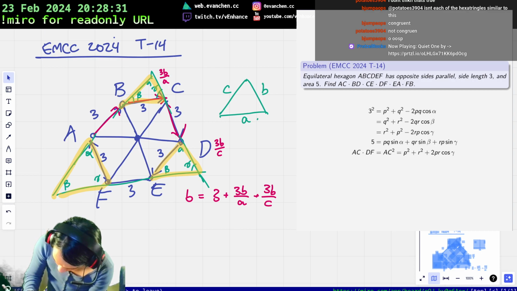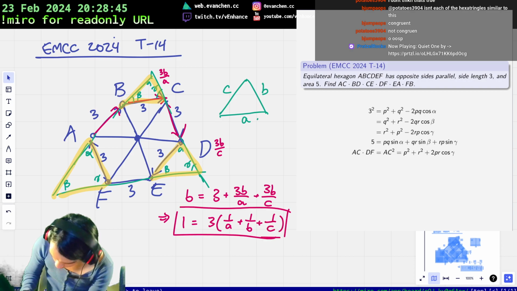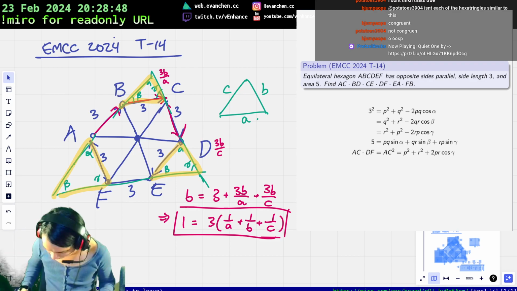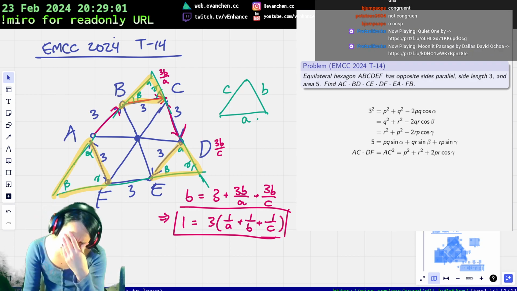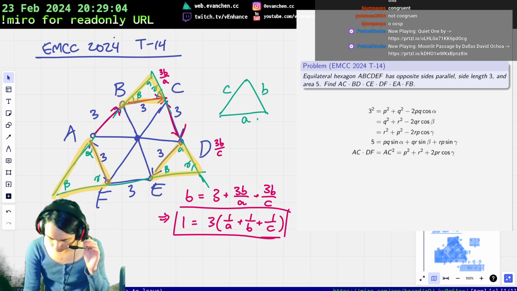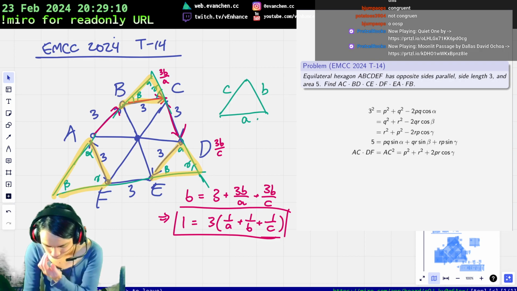which just says something. 1 equals 3 times 1 over a plus 1 over b plus 1 over c. And it's ditto for the other things. So yeah, okay, I guess that's that. That's all the information I can get out of ABC, actually. There's something about the specific thing that's being asked for, like AC times CE, that I'm not understanding. Oh, also I should compute the area.